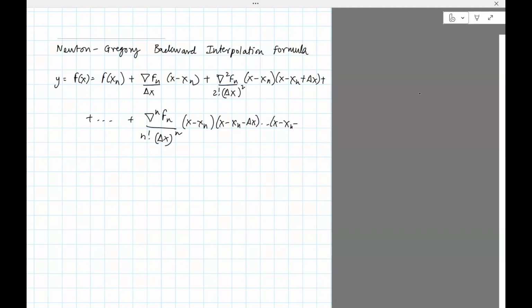My bad here. This should be plus, by the way, because xn is the last point, so you need to add to it. This will be plus, and then plus n minus 1 delta x.